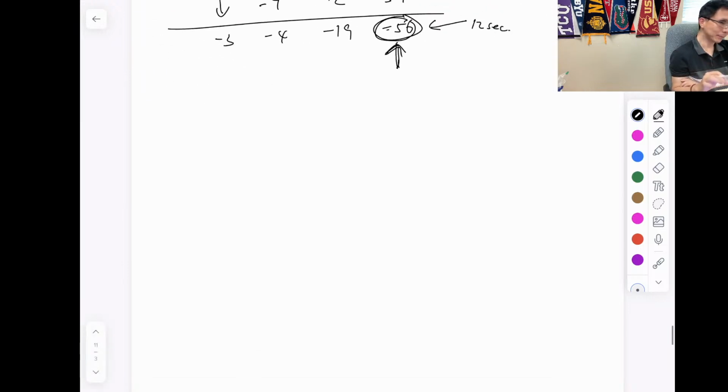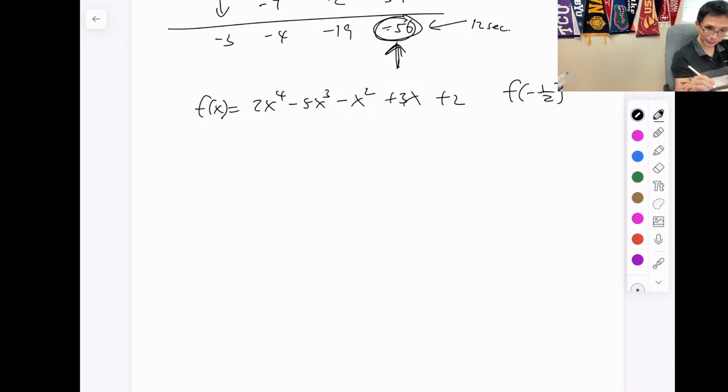Why does that matter though? I'm going to give you a question first, see if you guys can figure it out. So imagine I give you f of x, this is one of the homework questions, 2x to the 4th minus 5x to the 3rd minus x squared plus 3x plus 2. And I say, hey, can you plug in negative half? Do you really want to plug in half here? No. Try to do a remainder theorem.